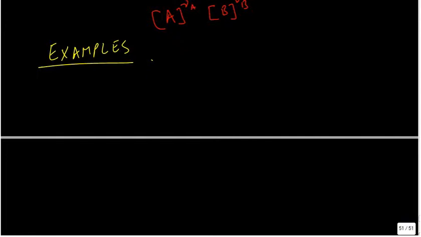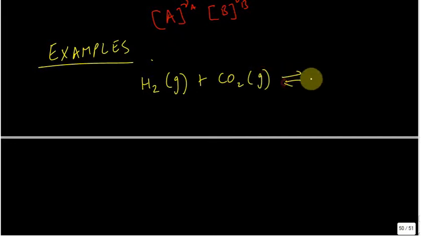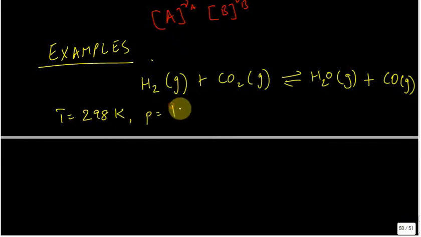So coming back to the example, let's think of hydrogen plus carbon dioxide in equilibrium with water plus carbon monoxide. Now, from your own experience, if I put hydrogen and carbon dioxide together, do they react? They don't. So let's say that the reaction does take place at some temperature and pressure. I've given it to start with: temperature is 298 Kelvin and pressure is 1 bar. So the initial number of moles would be some A moles, B moles, and then we do not have anything on the product side.